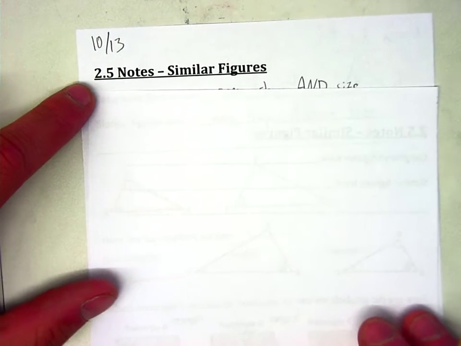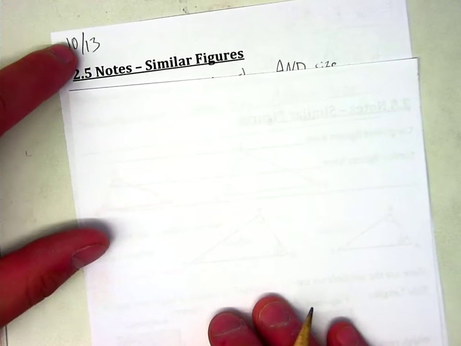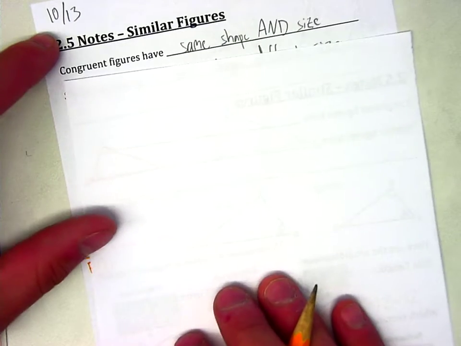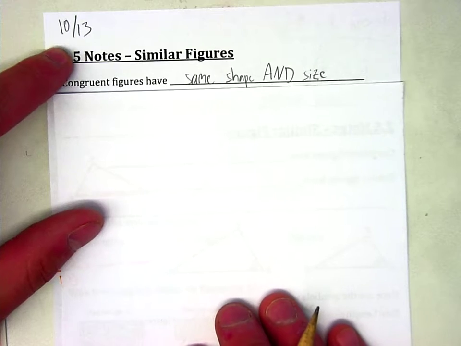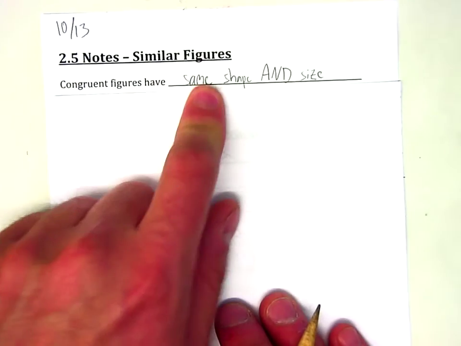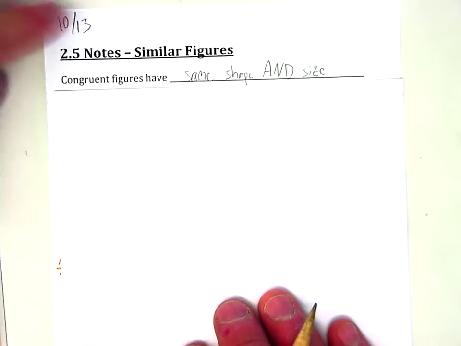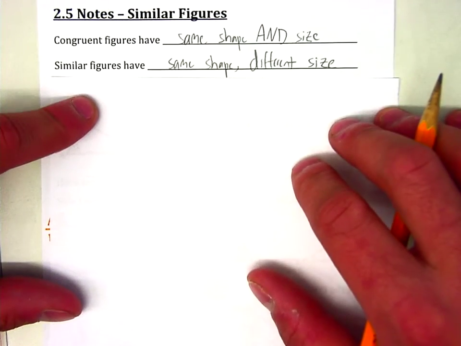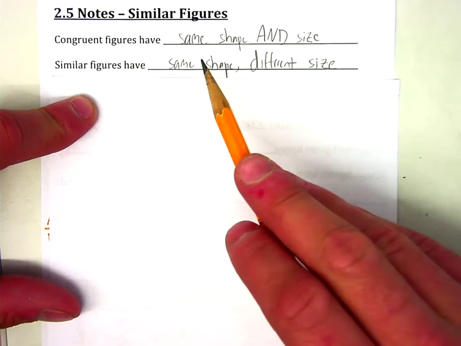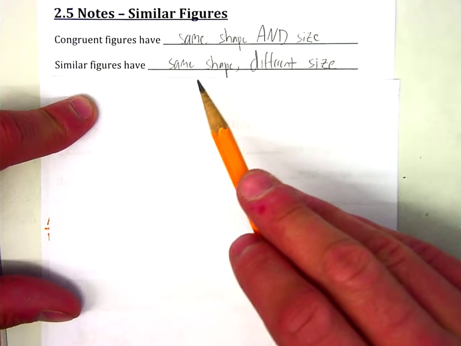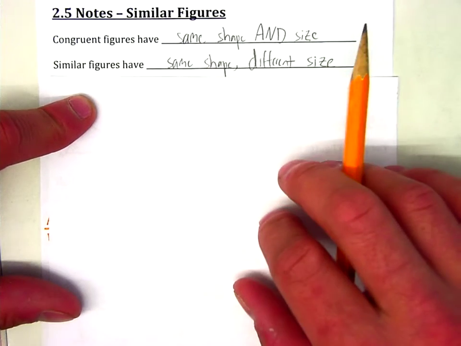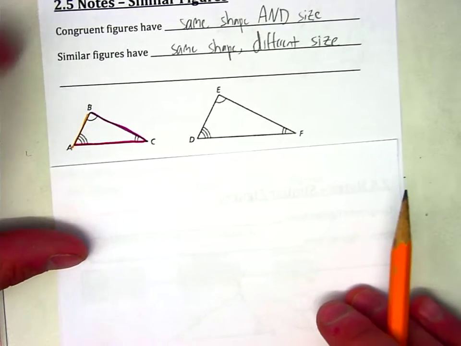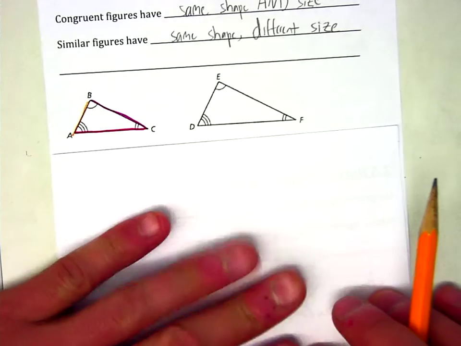Okay, hey, we've been in the land of congruent shapes. We're moving into the land of similar shapes, similar figures. So, congruency, we've already gone over this quite a bit, but hey, same shape and same size. These are our congruent figures. Similar figures are different because similar figures are the same shape, but different size. Here's an example of two similar triangles.